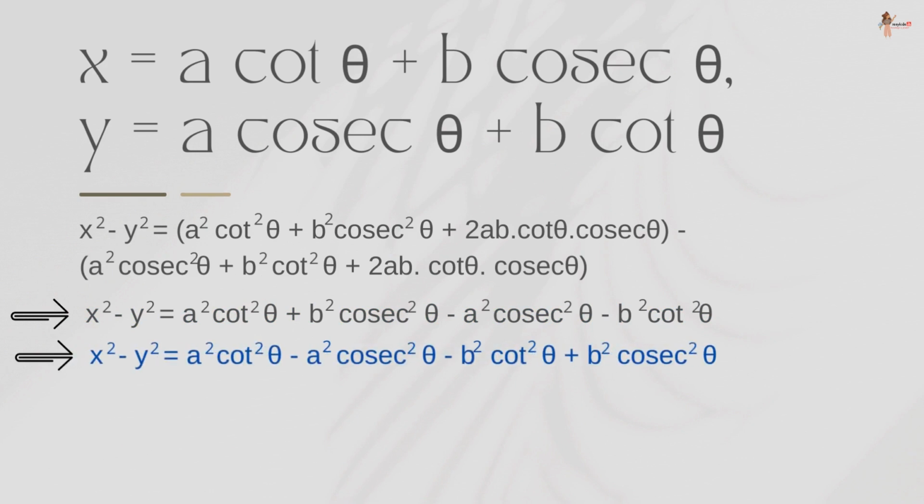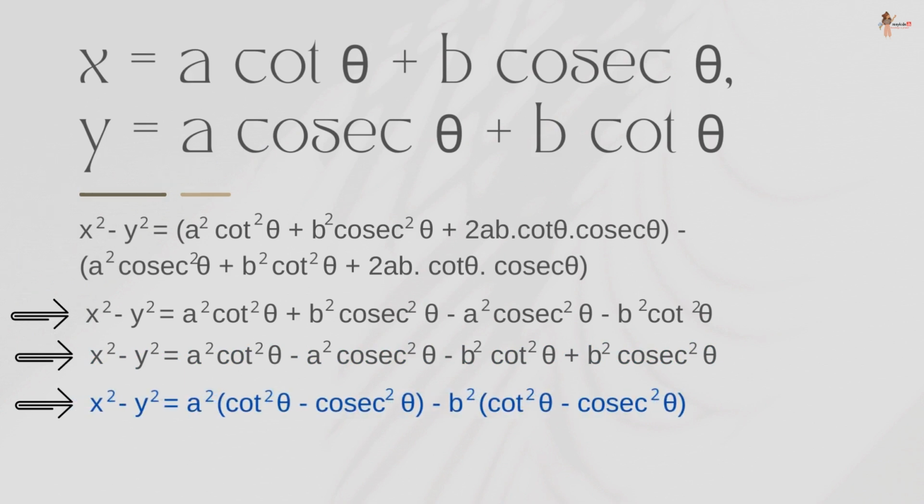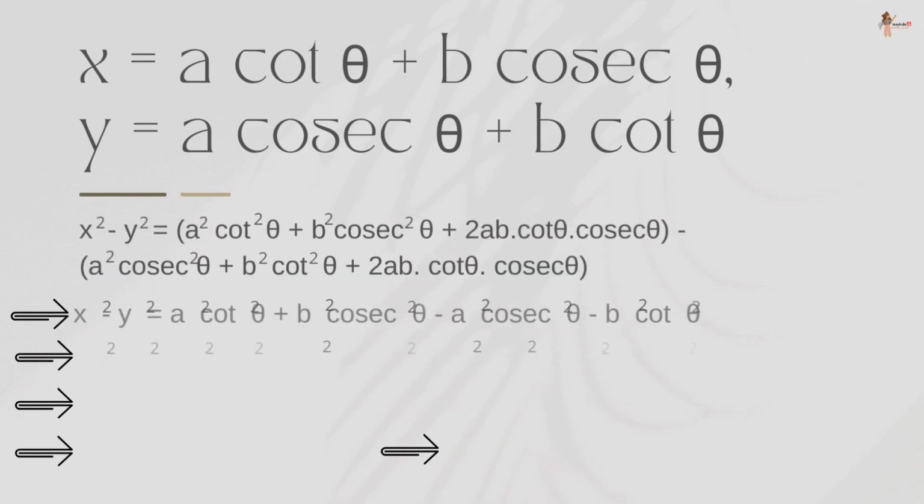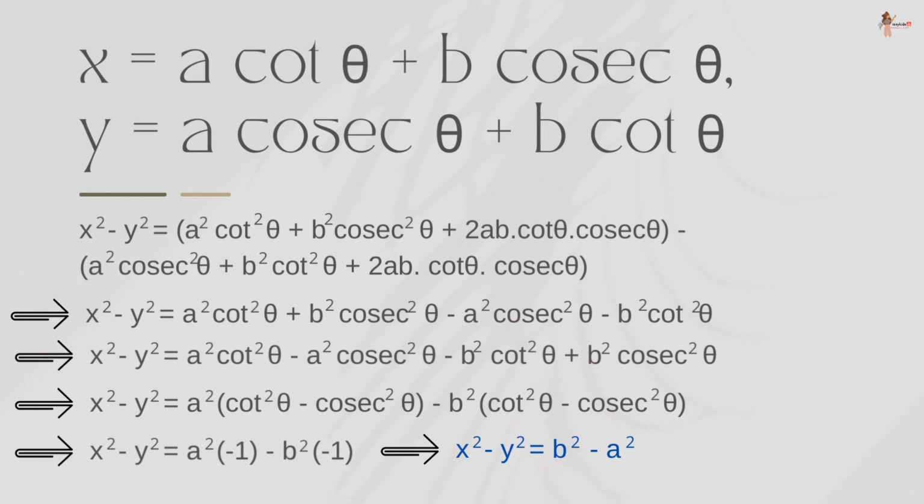Now, let's bring a square cot square theta with a square cosec square theta and leave the other two to one side. Now we can take a square common and we would be left with cot square theta minus cosec square theta. Similarly, we'll take minus b square common and we'll be left with cot square theta minus cosec square theta in the brackets. So, we know that cosec square theta minus cot square theta is 1. Therefore, cot square theta minus cosec square theta would be minus 1. Substituting here, and we get x square minus y square is equal to b square minus a square. So, theta has been eliminated. Moving on to the next one.